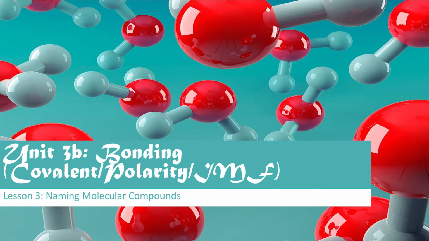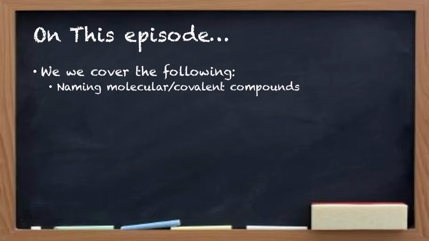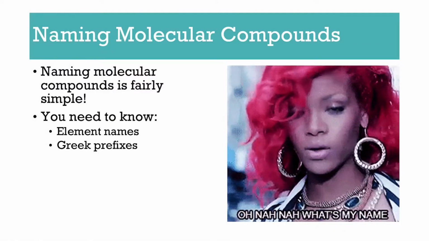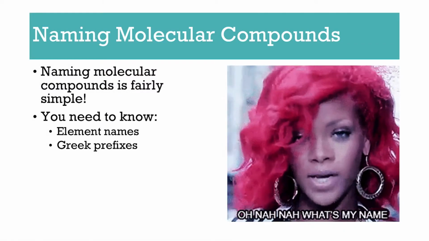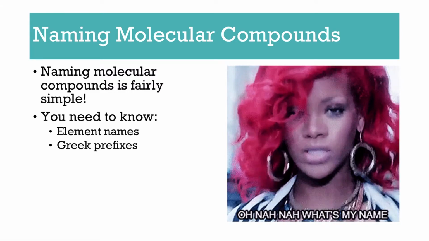Today's lesson is called Naming Molecular Compounds. So in the last video, we talked about how to draw simple dot diagrams of covalent compounds. And today we're going to name more complex ones. So let's get started. Now, naming molecular compounds is pretty simple. You really only need to know two things.